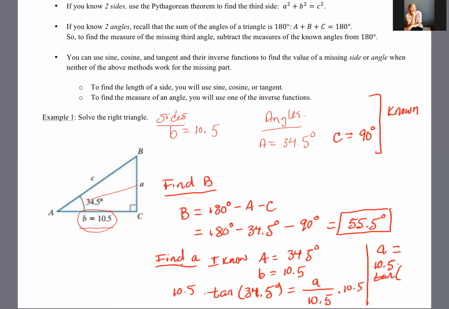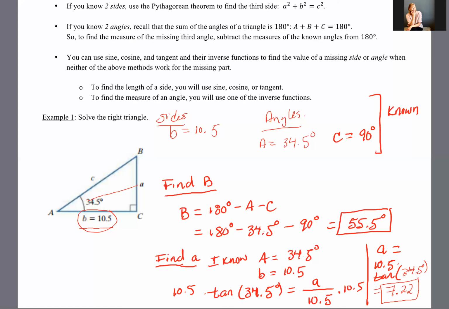So this tells me that side A is equal to 10.5 times the tangent of 34.5 degrees, excuse me, which if I put that in my calculator, I'm going to get about 7.22. It's not exact. I'm going to round that to 2 decimal places.